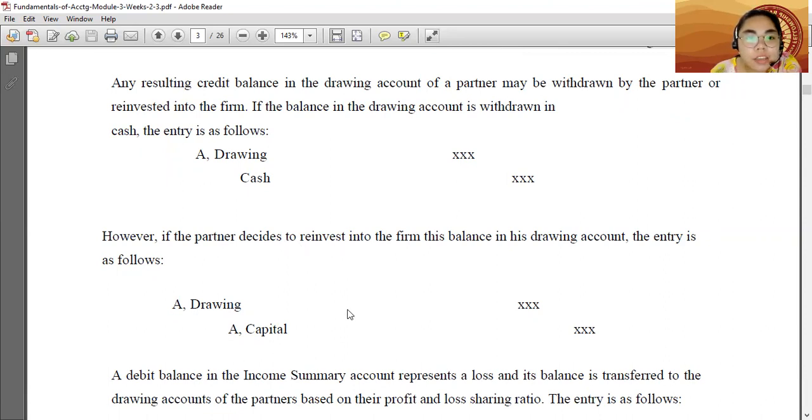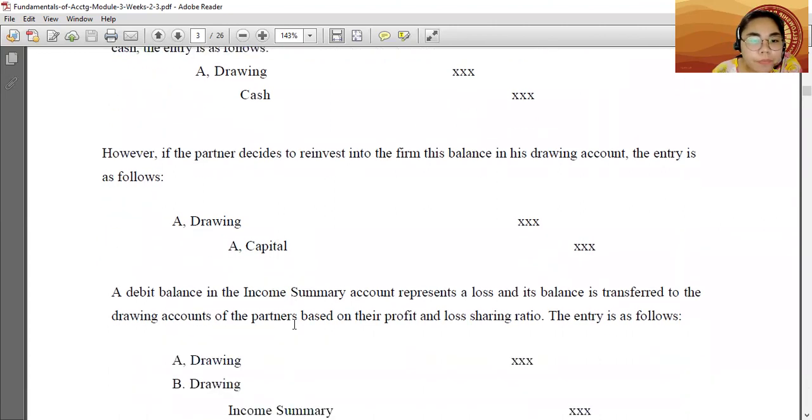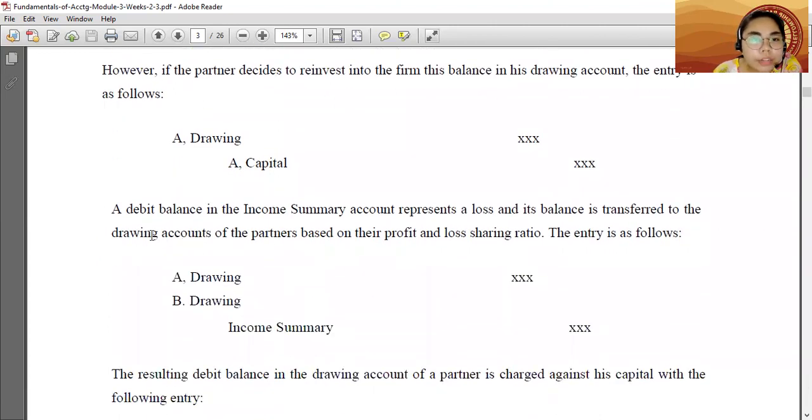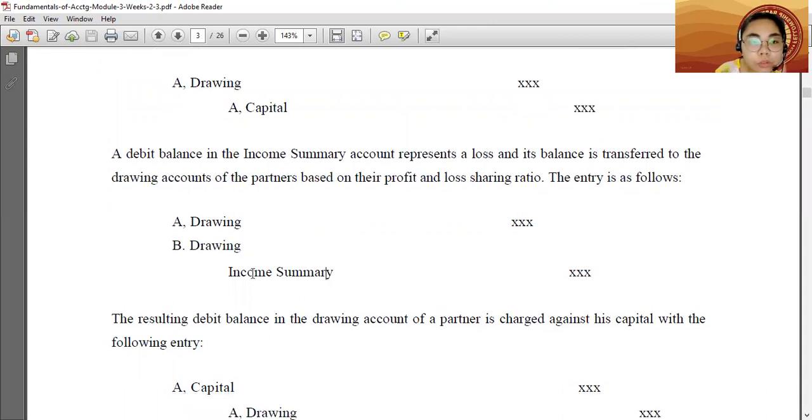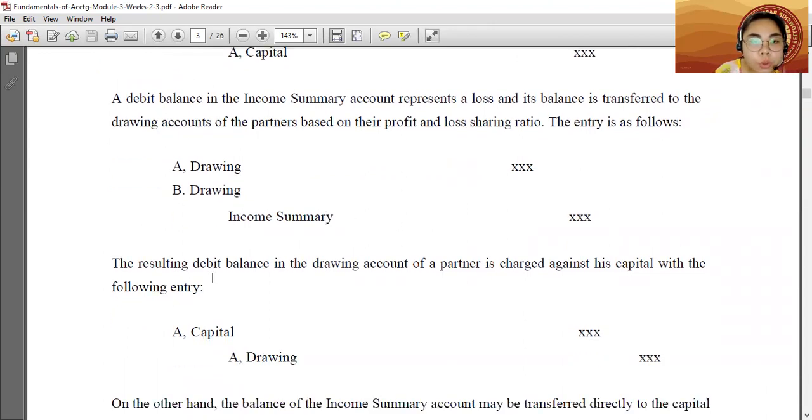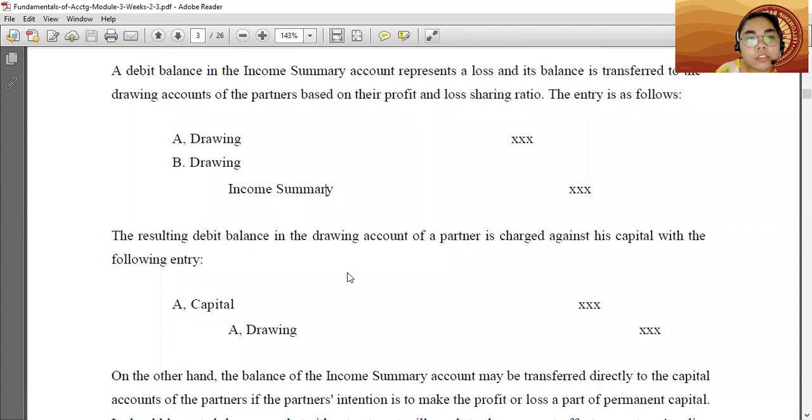No, that is to increase your capital account. And this is your entry if you have a loss, and its balance is transferred to the drawing account. So your loss would increase your drawing account. Okay, so it's not in the figure. Just put class XXX and credit income summary to zero it out. So the resulting debit balance in the drawing account is charged against his capital with the following entry. So since you have incurred a loss, that would decrease your capital account.